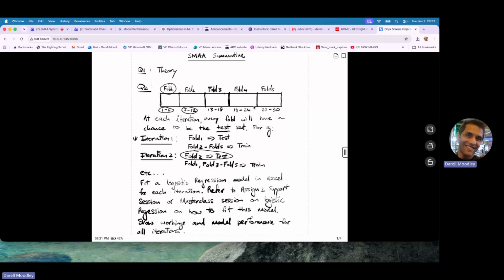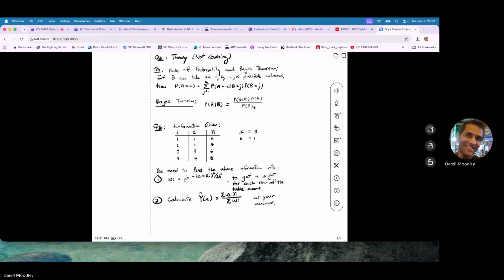Okay, so I'm going to move to the next question. Question 3 is theory, so I'm also not covering that. I'll leave it for the student to go over that. We have question 4. Now that deals with rules of probability and specifically Bayes' theorem.